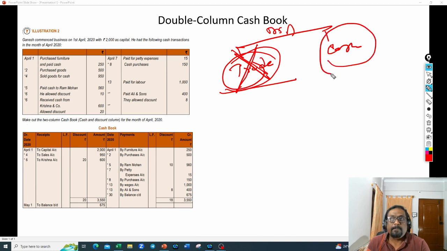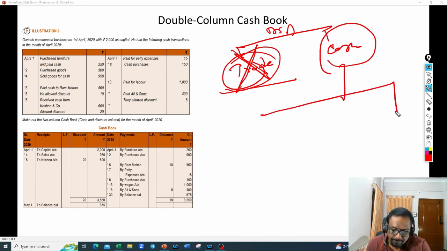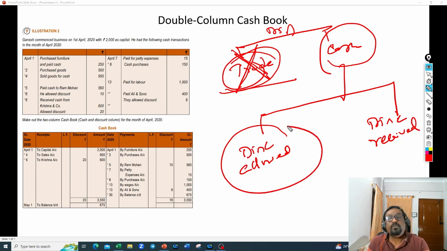Cash discounts are again two types. Discount allowed, discounts received. Discounts allowed. When do we allow the discount? Tell me. When we receive the amount. When we receive the amount, we give the discount. The discount is an expenditure for us. Discount allowed is an expenditure. Please remember one point here. Discount will be allowed to the people when we receive the amount.